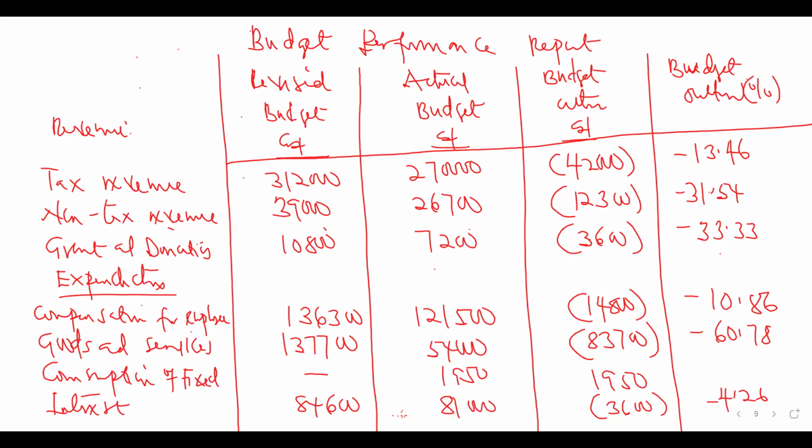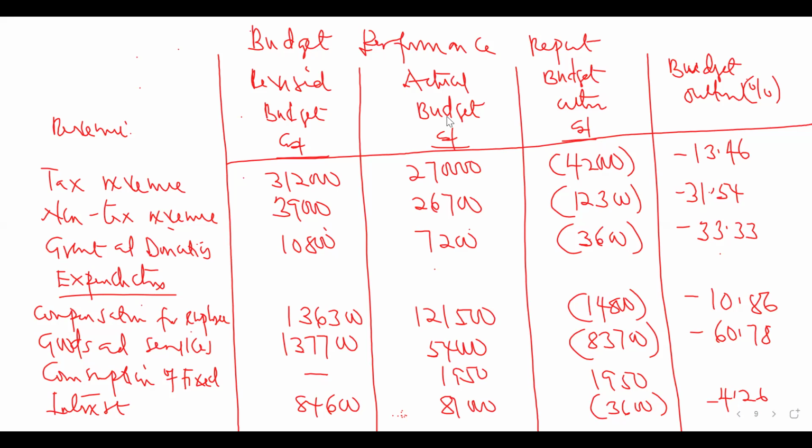Okay, let me take this one. I thought if the actual expenditure is below the budgeted, it is favorable, hence a positive figure, and if the actual is more than the budgeted, it is adverse, hence the difference must be in brackets. It seems what we did is the opposite.